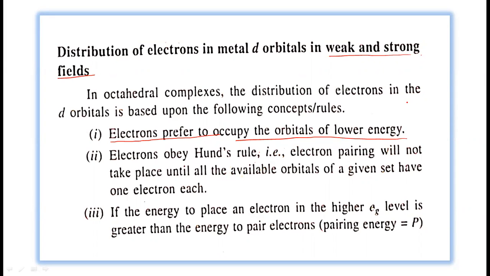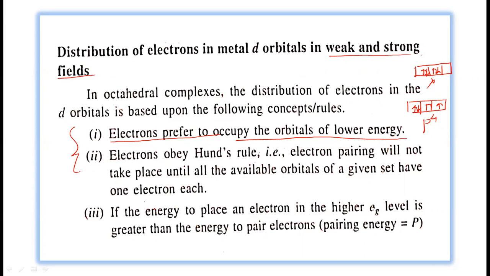For example, there are 3 p orbitals. Suppose for a p4 arrangement there are 4 electrons, then we can distribute the 4 electrons in this way. Each orbital should be occupied by a single unpaired electron, then pairing will start. Not like this. We cannot place the 4 electrons in this way, so this is wrong. Each orbital should be occupied by a single electron and then the pairing will start. This is the second rule. These two rules are already known to us.